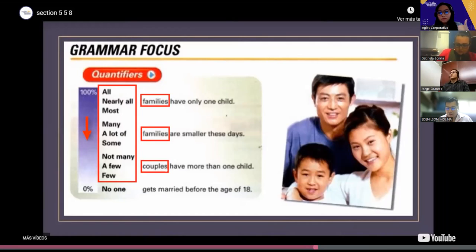Number one, ¿qué necesitamos como número uno? ¿Cómo formo una expresión utilizando quantifiers? Number one, the quantifier. Number two, a plural noun. And then we can have the complement. Como que fuera una oración básica. Look, I can have a verb. And then a complement, only one child.